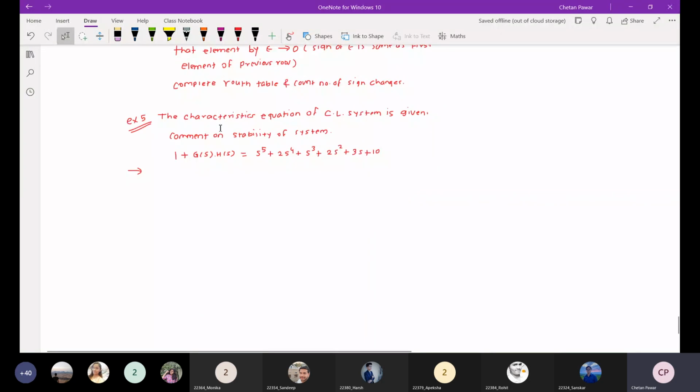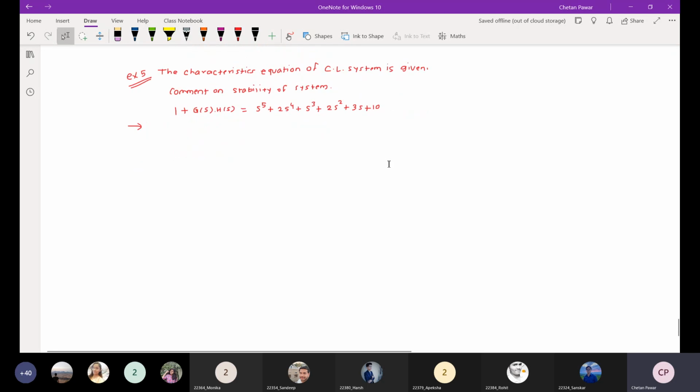Let us consider example number 5. Here the characteristic equation of a closed loop system is given and you need to comment on its stability. So this is the characteristic equation. You just need to comment on the stability. First I will form the Routh table. The highest order term is s raised to 5, so that is odd, and I will take the odd coefficients: 1, 1, and 3. Now the s raised to 4 row, even coefficients: 2, 2, 10.